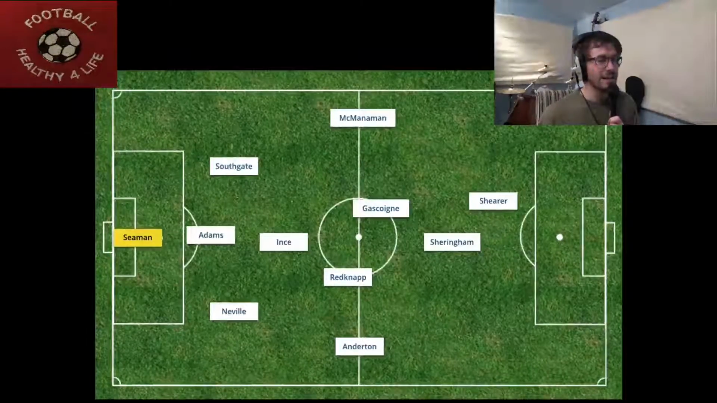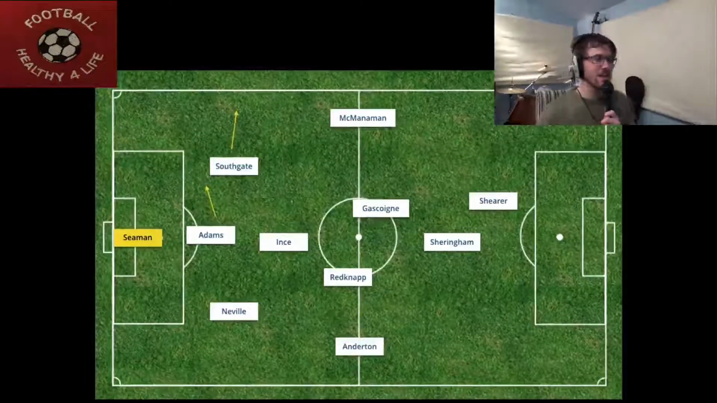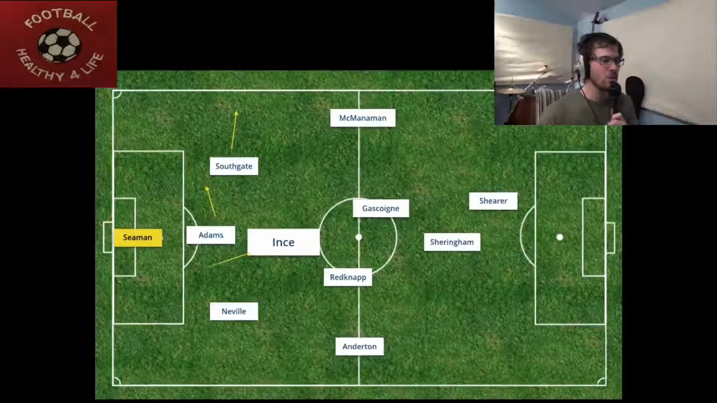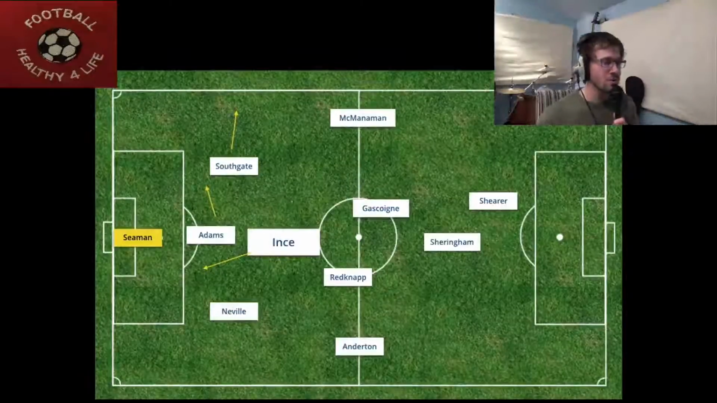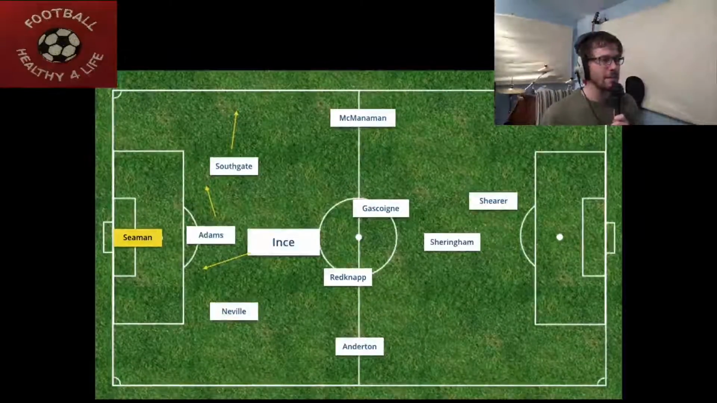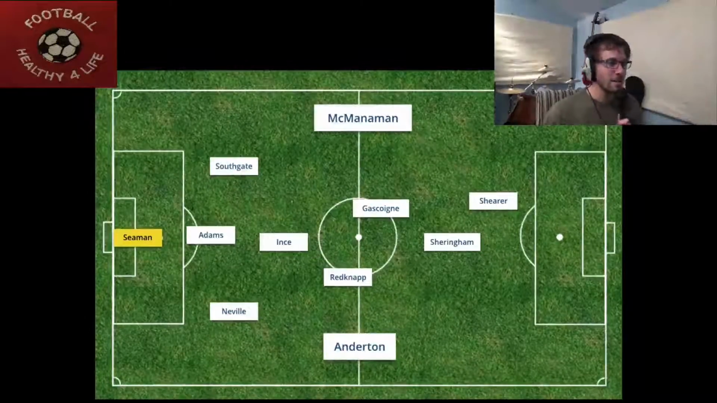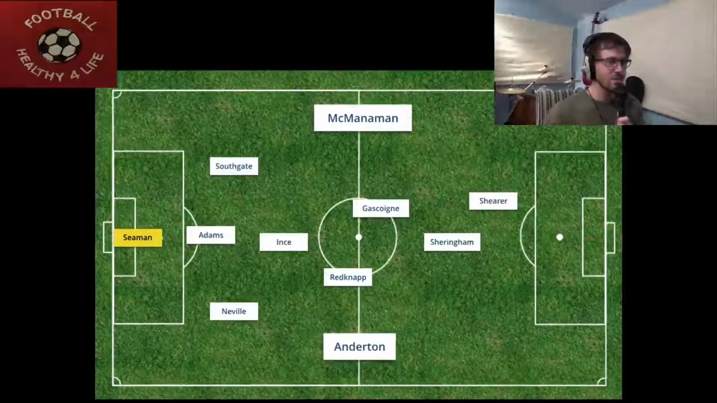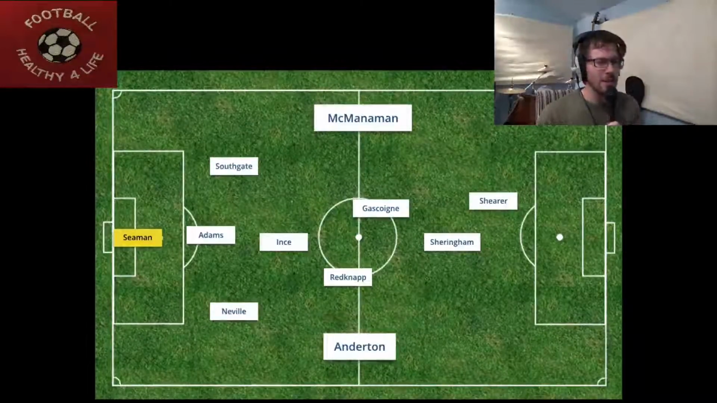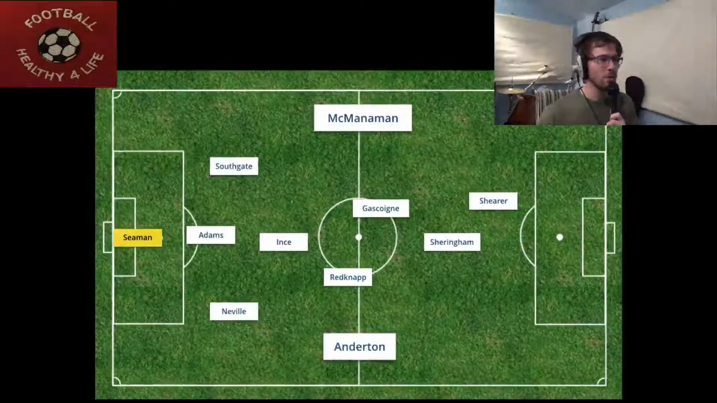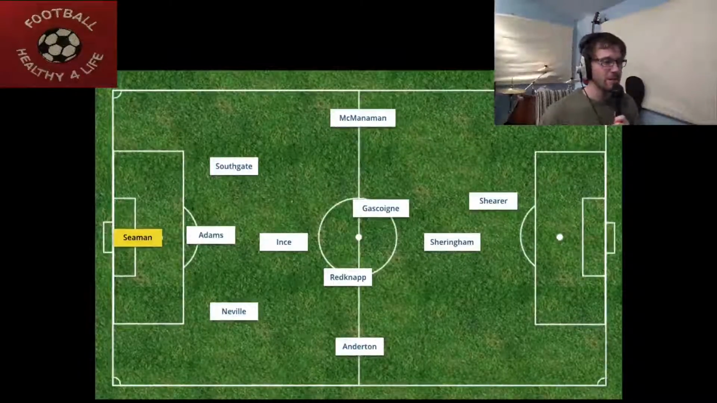So if Southgate and Adams move out to the left, then Ince has to drop into that gap. So that holding midfielder is always watching the movement of the defenders. McManaman and Anderton, particularly Anderton was a great crosser of the ball. McManaman great with his running with the ball. So they need to be moving down the flanks.